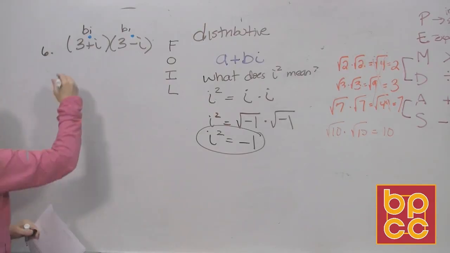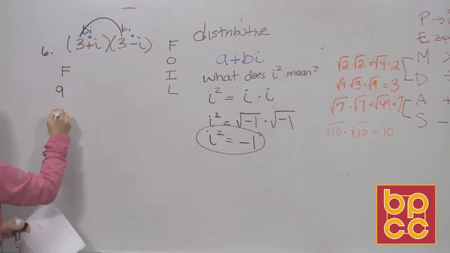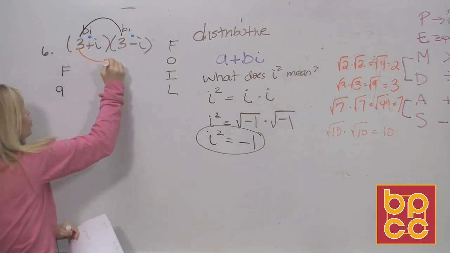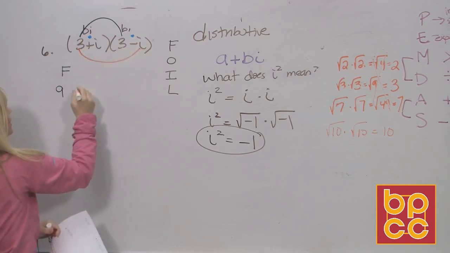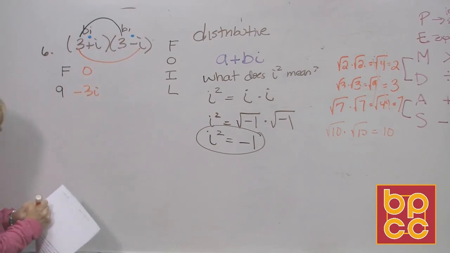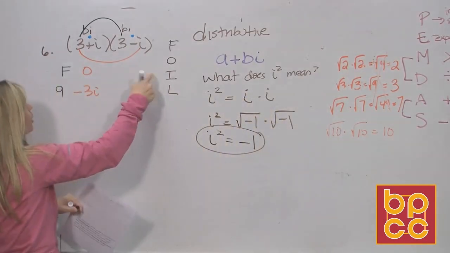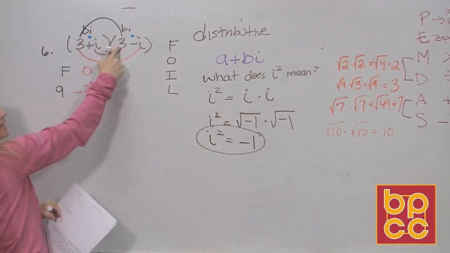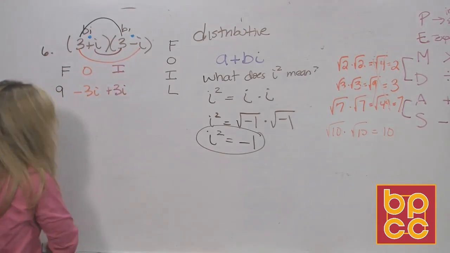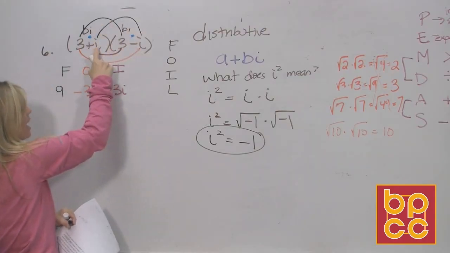The first term is who's first in the parentheses. So the first term is 3 times 3, which is 9. The outer term is who's on the outside, which is 3 times a -i. So the outer is 3 times -i, which is -3i. The inner term, inner is what's on the inside. It's positive i times 3, which is positive 3i. And L is the last term, which is usually who's last here. That's positive i times -i.